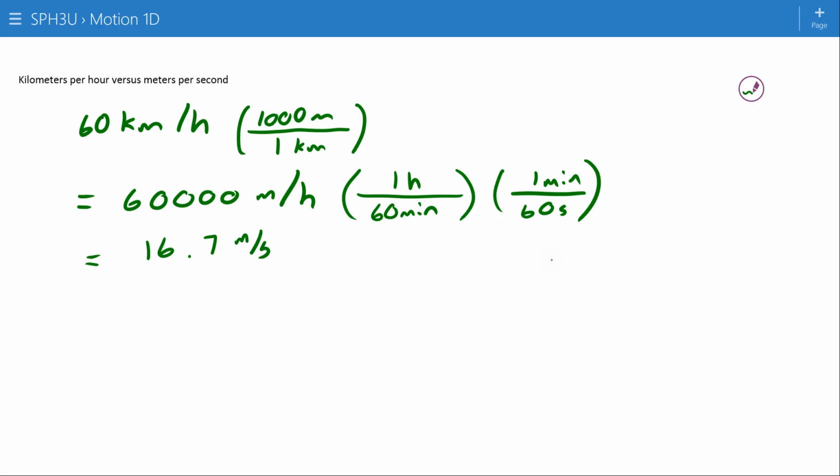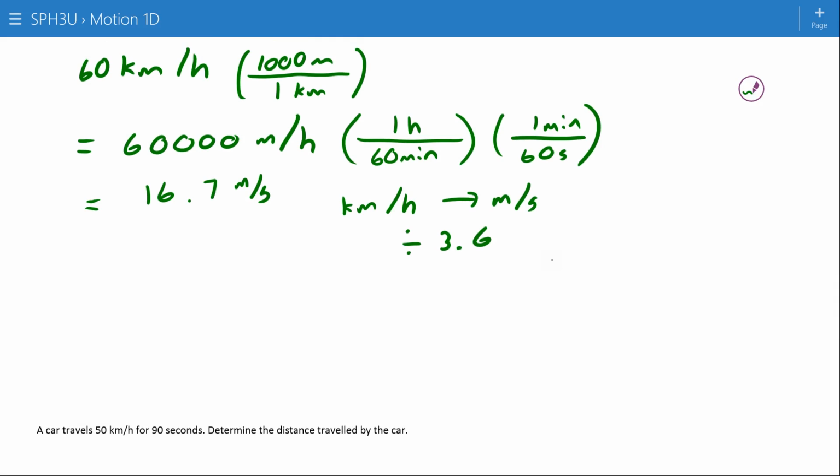Now that's a lot of work. We don't want to do that in every question. So what we need to recognize here is if we're going to go from kilometers per hour to meters per second, what we're going to effectively end up doing is dividing by 3.6. We multiply by 1,000, we divide by 3,600. The net result is we divide by 3.6.